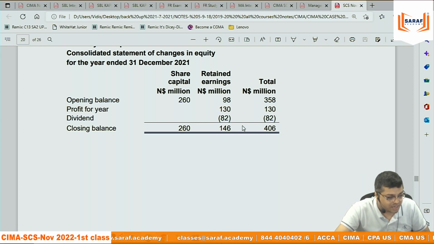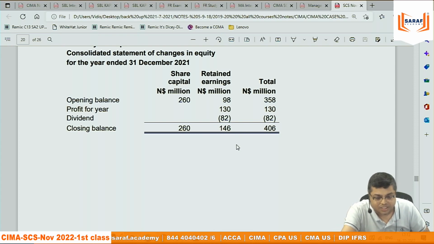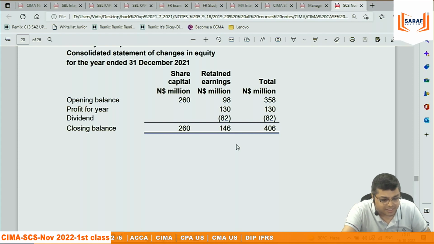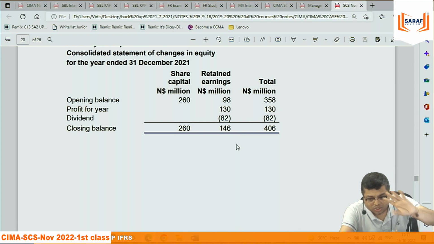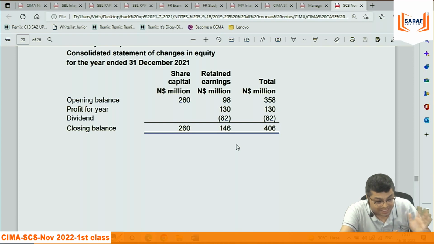Now out of 130, 82 is the dividend. So 82 by 130, what is the percentage? How much dividend? 63. We are paying 42. So they are paying one-third higher. But it's not that they are better than us. No. If somebody is paying more dividend, they are better than you.